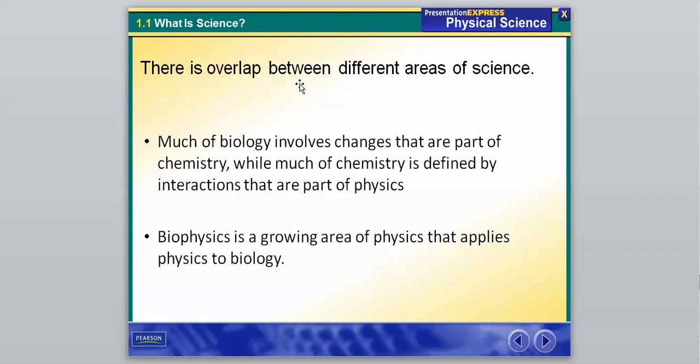And then our last overlap here, which again, these two aren't directly connected up here in this string, but if you look down here, biophysics is a growing area of physics that applies physics to biology. So it's a direct relationship between the two.